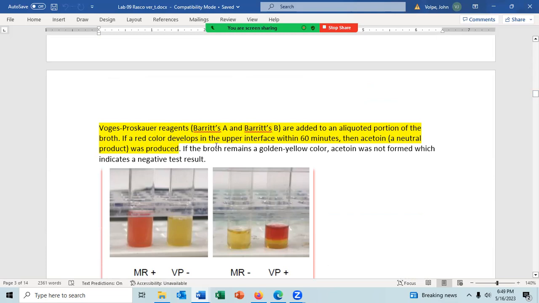And if red color develops at the interface within 60 minutes, so this tube runs for 60 minutes, then acetone, a neutral product, is produced. And that would be VP positive. Note how not all of the tube is positive, only the interface with the air is red. And that's VP positive. If the tube remains yellow, it's VP negative. And this shows the production of acetone, a neutral product from glycolysis.